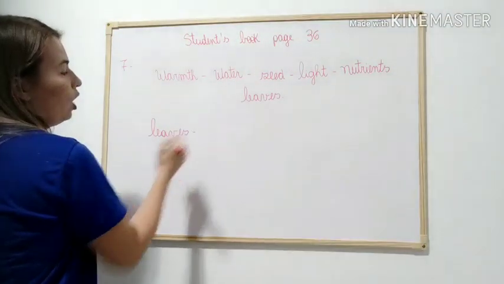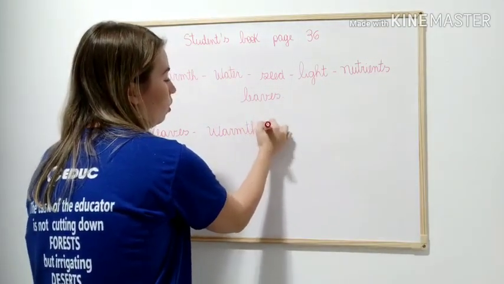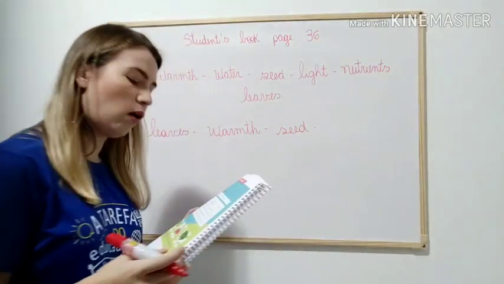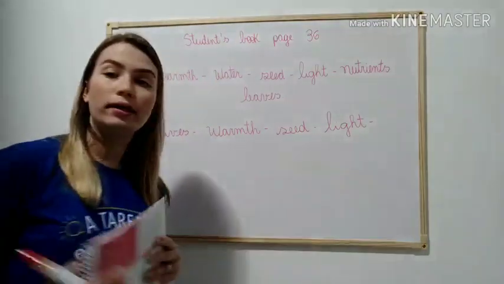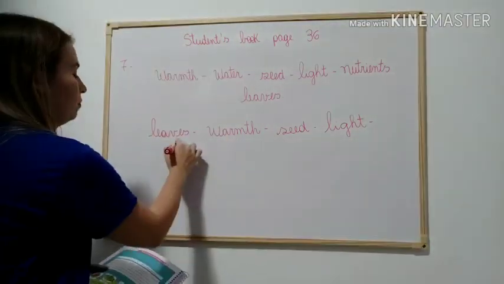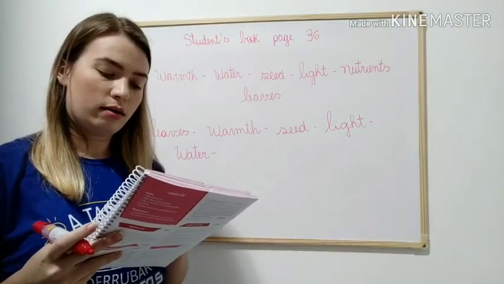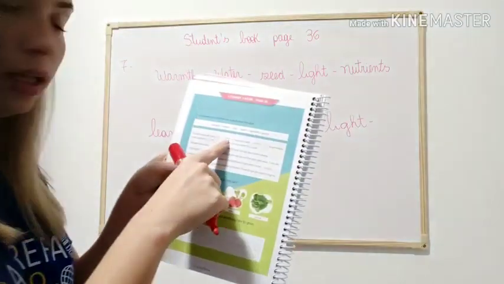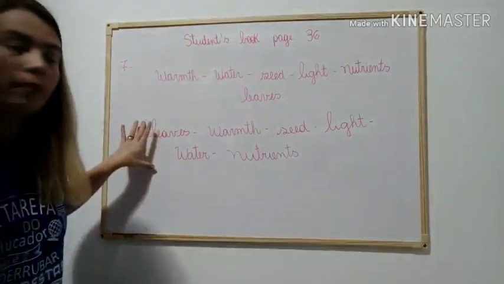Word number one. Leaves. Word number two. Warmth. Word number three. Seed. Word number four. Light. Word number five. Water. And the last word, the word number six, nutrients. So the order is leaves, warmth, seed, light, water, and nutrients. Okay?